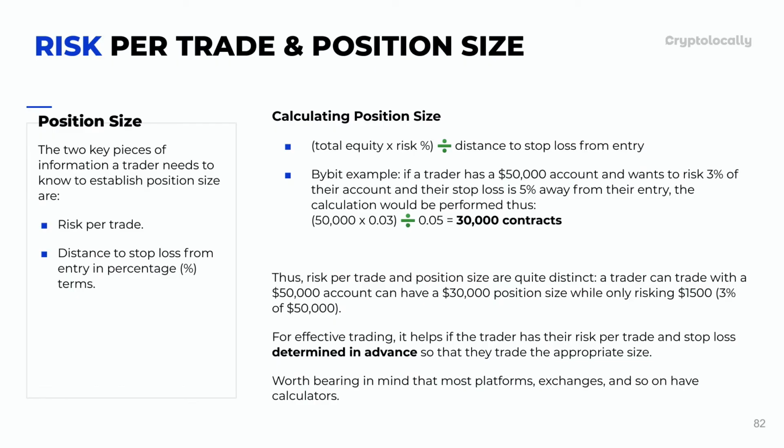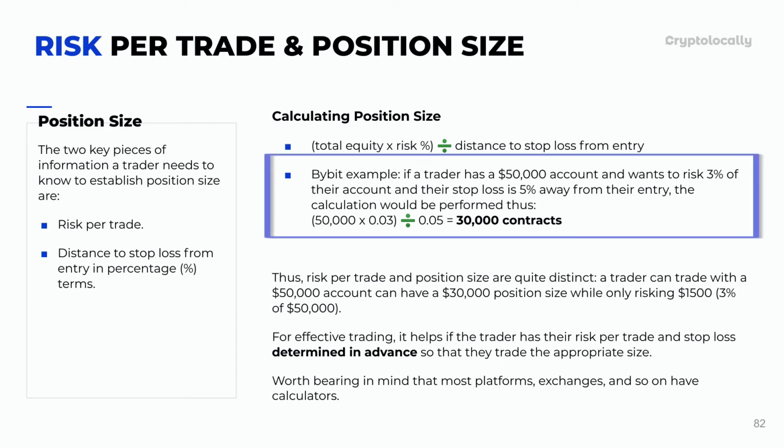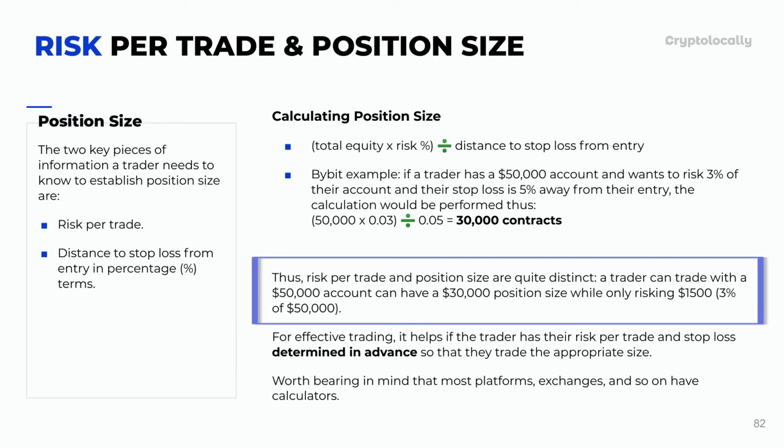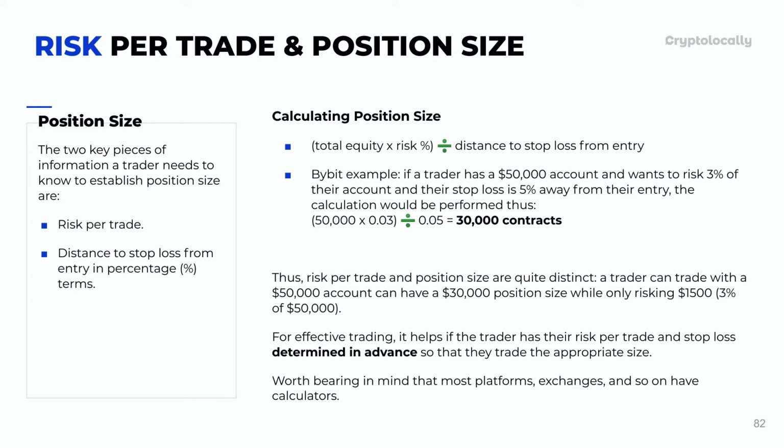So the example I put here is a trader has $50,000 in his account and wants to risk 3% of their account, and the stop loss is 5% away from their entry. The calculation is the result you have here divided by 0.05 will give you 30,000. So what you are going to be putting on this kind of trade is $30,000. So the risk per trade and position size are quite distinct. A trader can trade with a $50,000 account but can have a $30,000 position size while risking only 3% of his capital, which is 1,500, which is what we did here.